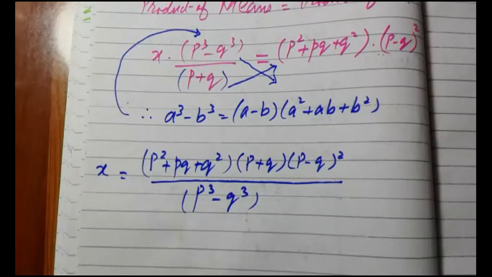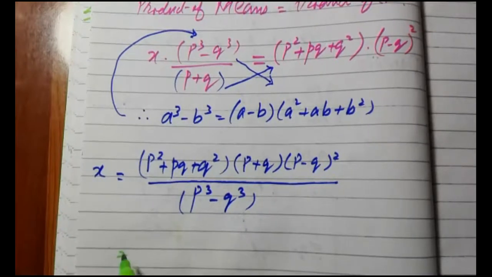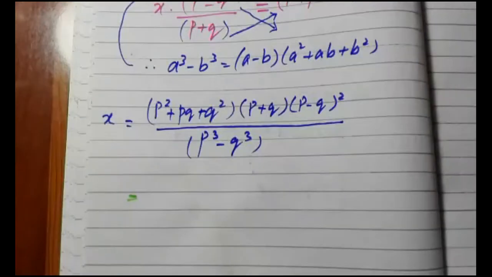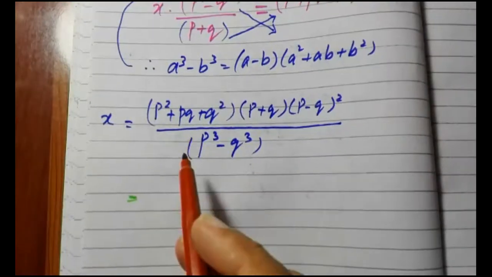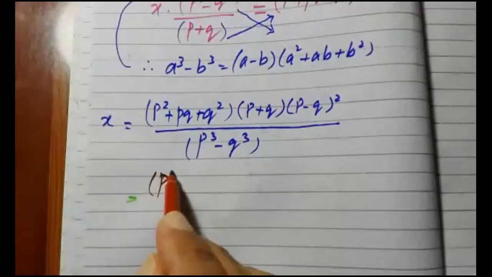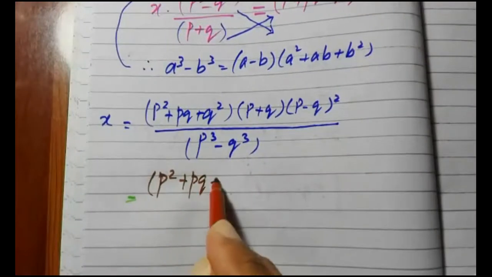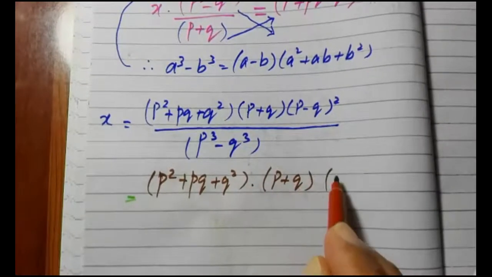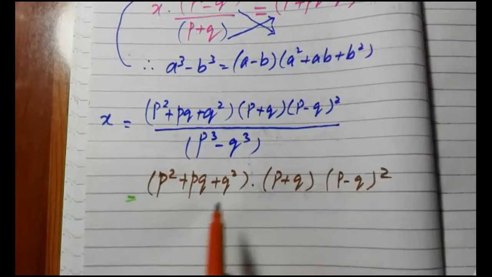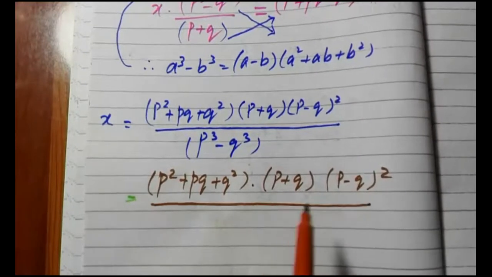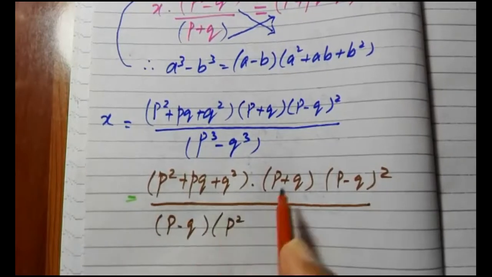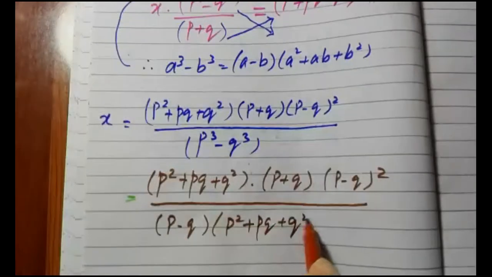So for this purpose, I will write it like (p square plus pq plus q square) times (p plus q), and (p minus q) will be as it is, and we will expand it by the formula (p minus q)(p square plus pq plus q square). This is because of the expansion of the formula.